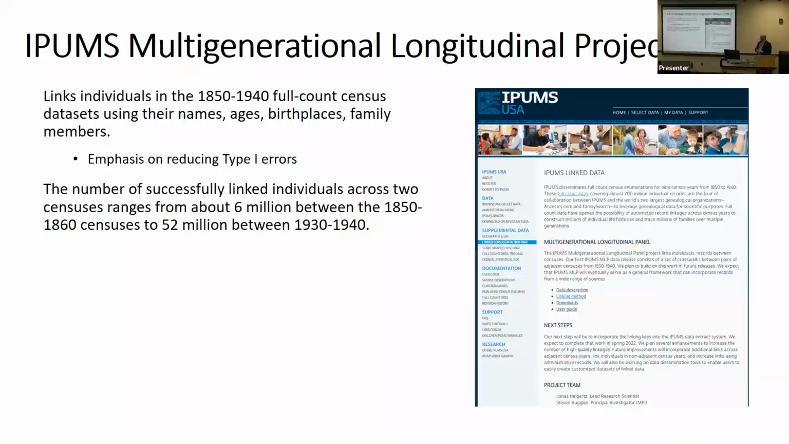I'm not going to jump into this because this is a presentation in itself, but we've emphasized in this project reducing type 1 errors. The people we link are the people that we want to link, right? We don't link everybody, but the people we get seem to be pretty accurate. The number of successfully linked individuals across these two censuses is big. We're using full count data sets. So in the smallest 10-year span, 1850 to 1860, when the nation's only 20 million people, we link about 6 million. And then 1930 to 1940, which is the end of the study and so far the end of the IPUMS MLP, although 1950 will presumably be coming in soon, we linked 52 million individuals.